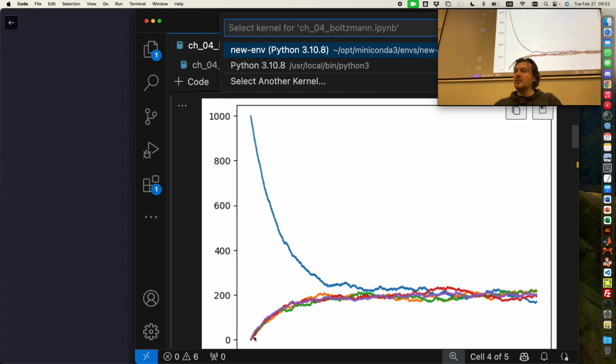Does it fit an exponential, or is there a more complex function? I don't know. Probably exponential. I didn't do any fits. Yes? Why did it converge to 200? Because there are 5 possible states and 1,000 cells. Okay, good. 1,000 divided by 5 is 200.